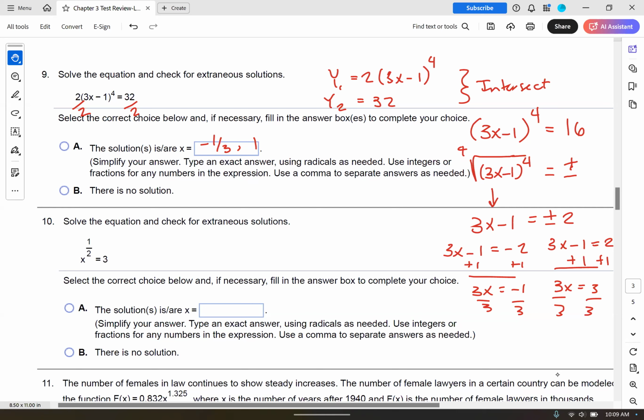Okay, so you told me to put in y1 2 times (3x minus 1) to the 4th power, correct? And then in y2 put 32. And I'm going to do a standard window, so I'm going to go zoom 6. Oh, 32. So I'm going to have to change the window in the y direction to get that 32. Oops. So let's do 35.